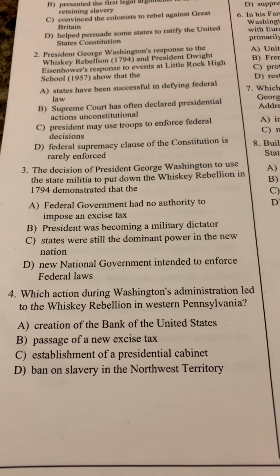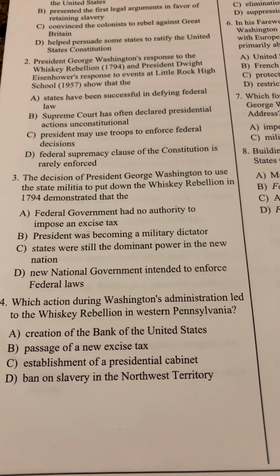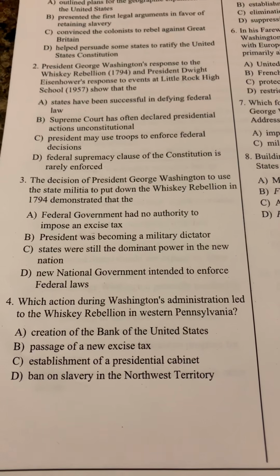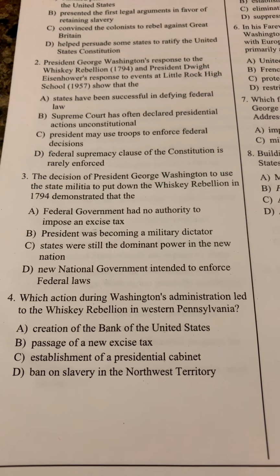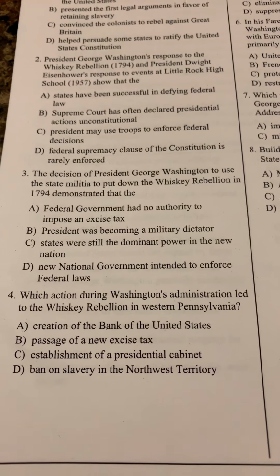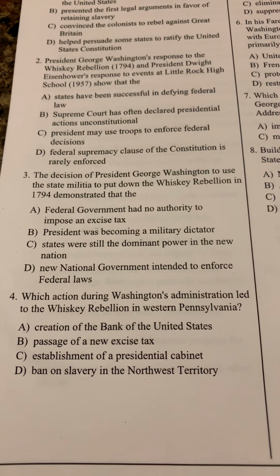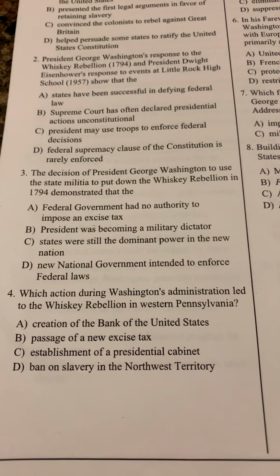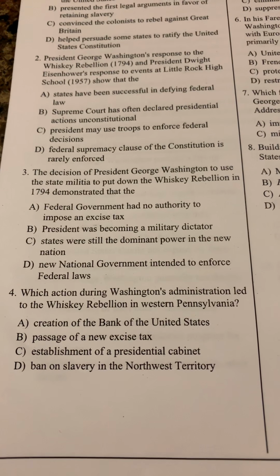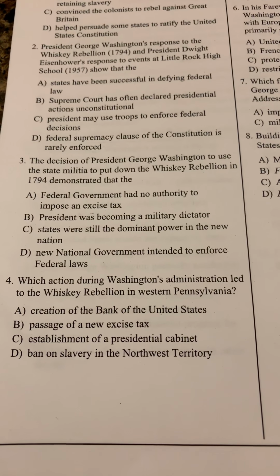Number 3. The decision of President George Washington to use the state militia to put down the Whiskey Rebellion in 1794 demonstrated that the A. federal government had no authority to impose excise tax, B. president was becoming a military dictator, C. states were still the dominant power in the new nation, or D. new national government intended to enforce federal laws.